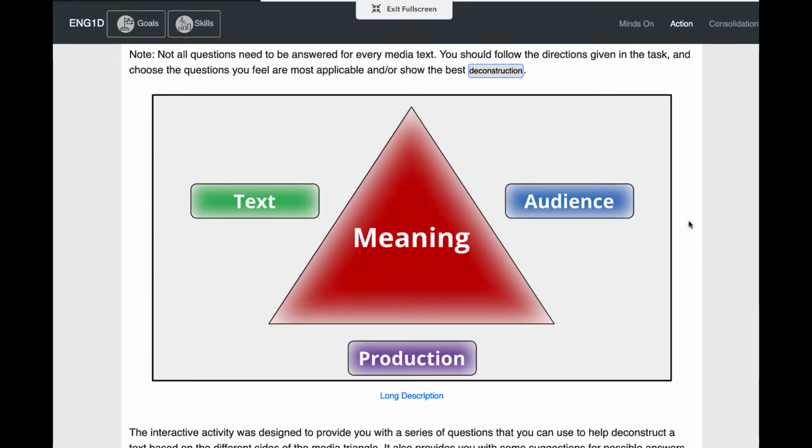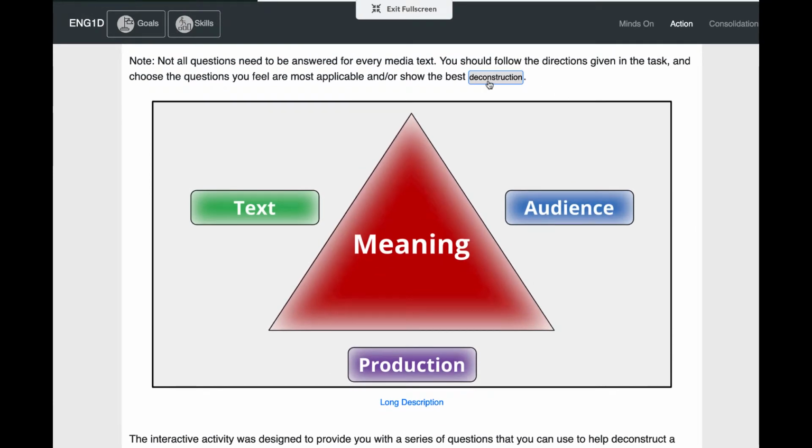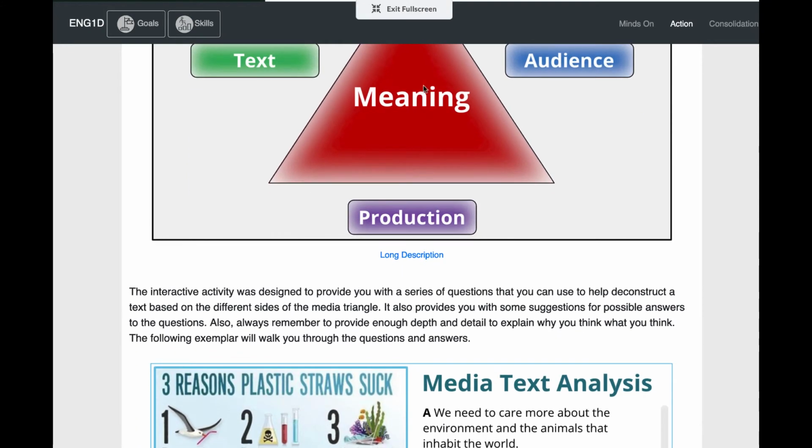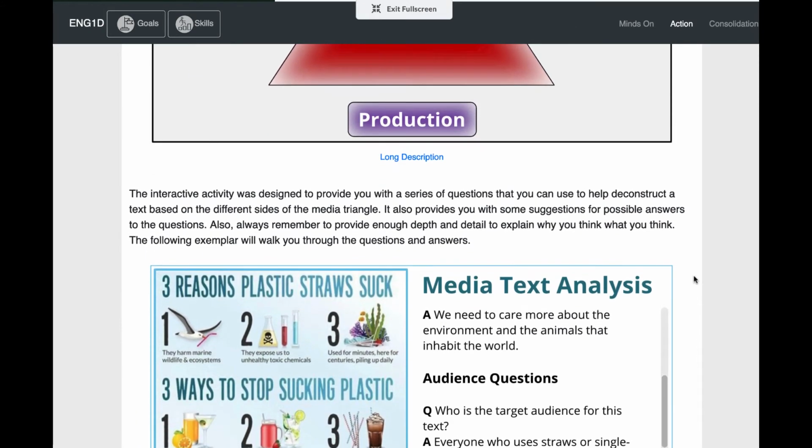All right, so there's this little triangle that's going to help you deconstruct any kind of media. You see what it's saying, the content, you see who they're saying it to, and then you look at how they made it. And that produces the overall meaning.